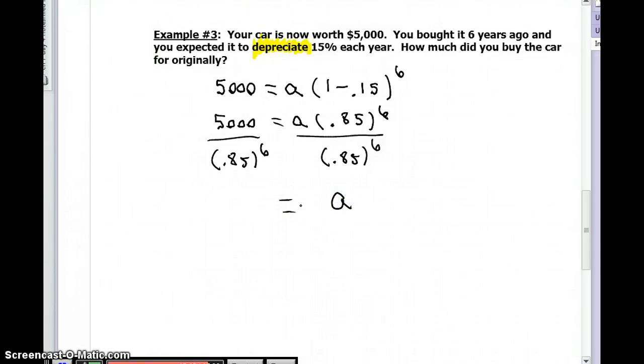You can do that in your calculator, and you will get, don't forget to put your dollar signs, $13,257.34. And this number should definitely be larger than the 5,000, because this is what it used to be a long time ago, and the 5,000 is what it is now after depreciating at 15% each year.